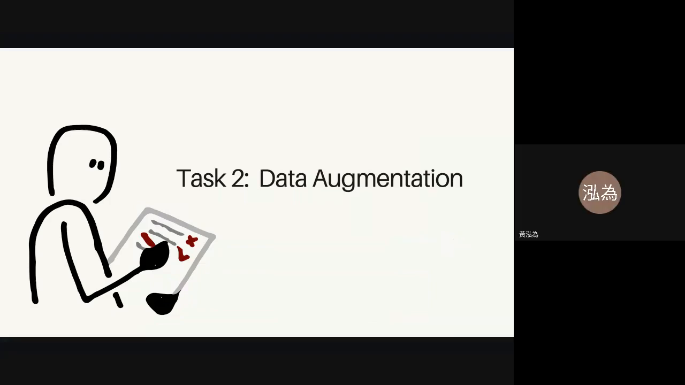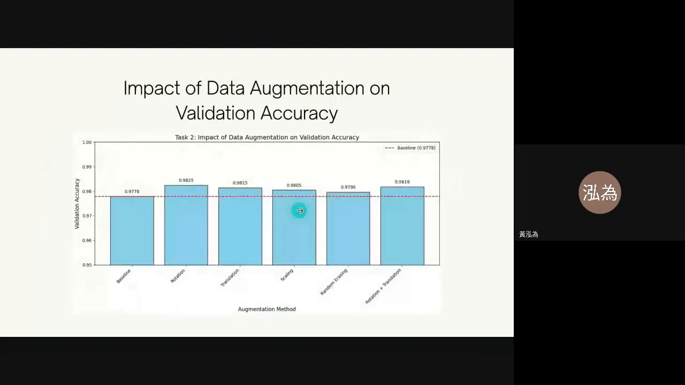Task 2, where we investigated how data augmentation improves generalization in deep neural networks. First of all, we chose the best architecture we acquired from task 1, that is wide. To start, we established a baseline model without any data augmentation.